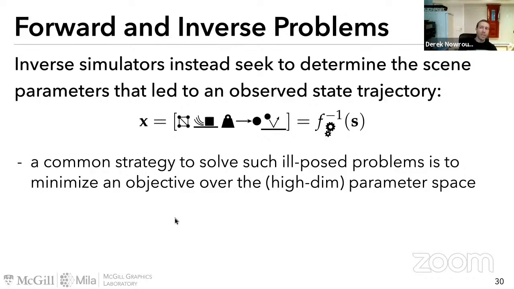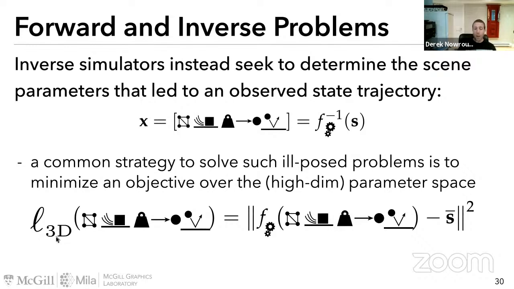And so to solve this ill-posed problem, one common way is to minimize an objective over, say, the high-dimensional parameter space that I'm optimizing for. So I'm going to have some loss, and here I'm calling it a loss in 3D, and this is really important.